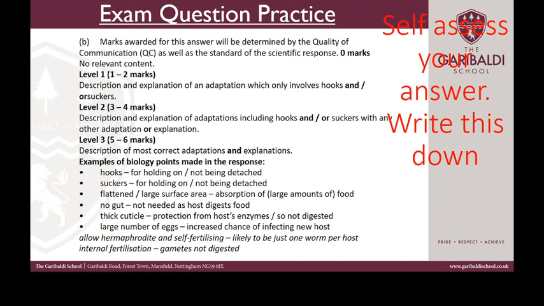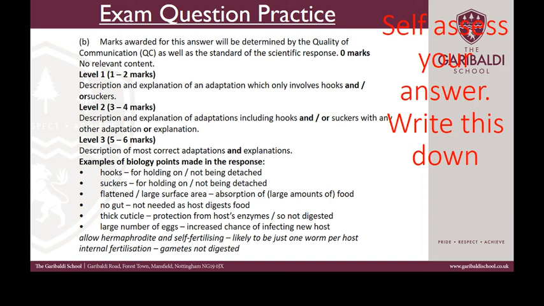Okay, so let's have a look. Now, this is a mark scheme. This is what we see, for example, while I'm marking your mocks now. This is what I will see, and it will help us to give you the correct marks. So it says marks awarded for the answer will be determined by the quality of communication as well as the standard of scientific response. You will get 0 marks if there's no relevant content, meaning if you have answered the question, but it has nothing to do with actually what you have been asked.